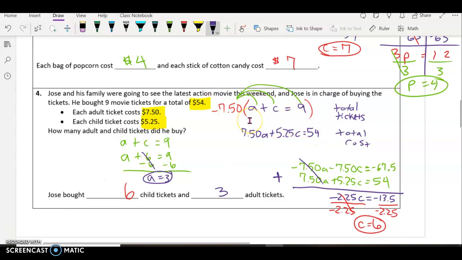So looking here, I multiplied the first equation by negative 7.50 because remember we needed it to be negative so that they are opposite signs. I wrote the new equation right here, and then the second equation stayed the same. And when I added them together, as you can see, negative 7.50 plus positive 7.50 does give us 0. And then we solved and divided both sides to find that the number of child tickets was 6. And since we know there were a total of 9 tickets, 9 minus 6 told us that there would be 3 adult tickets.